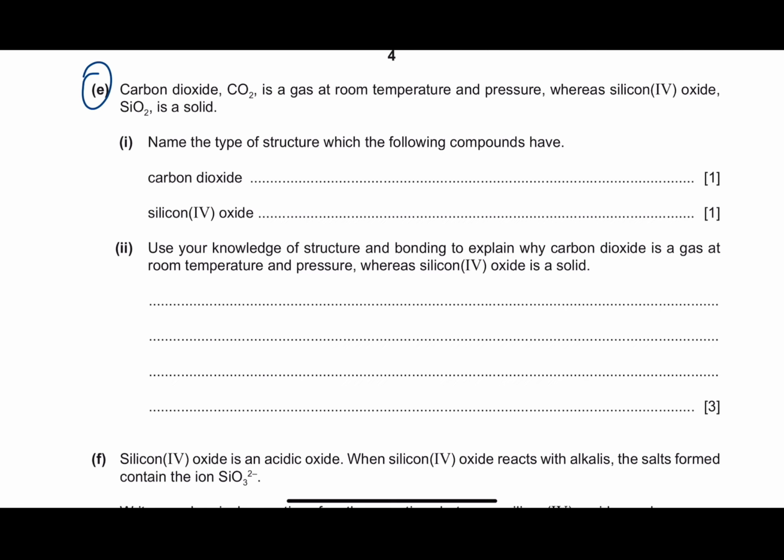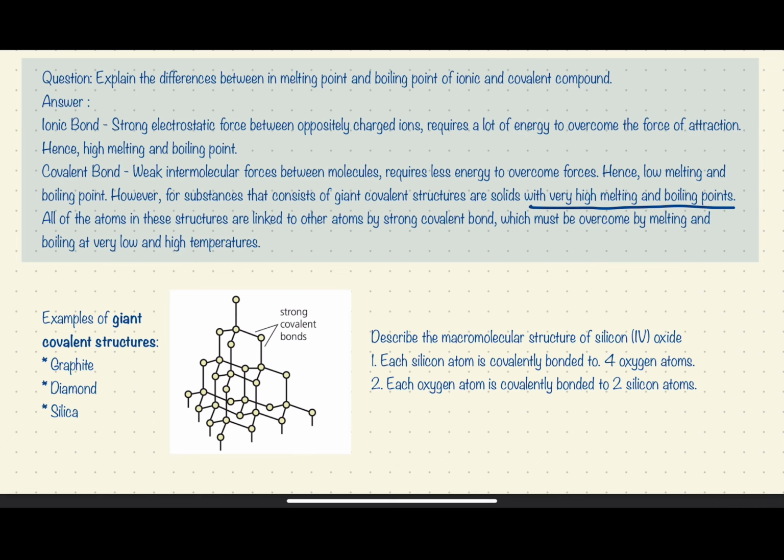E. Carbon dioxide is a gas at room temperature and pressure, whereas silicon oxide is a solid. So they're asking you to name the type of structure which the following compounds have. As we have discussed before, silicon dioxide has a giant covalent structure. In your notes, you will be able to see a few examples of giant covalent structures and how they look like. Some of them are graphite, diamond, and silica.